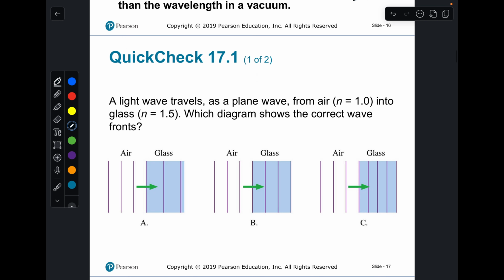So let's look at this quick check problem and apply that principle. A light wave is traveling from air into glass. Which diagram shows the correct wave fronts? Recall that the distance between wave fronts is the wavelength. Since we're entering a material with a higher index of refraction, we're going to look for the wavelength to decrease in the glass. Obviously, it does not do that here. It's the same, so it does not do that here. And only in option C do you see the wavelength get smaller than in air.